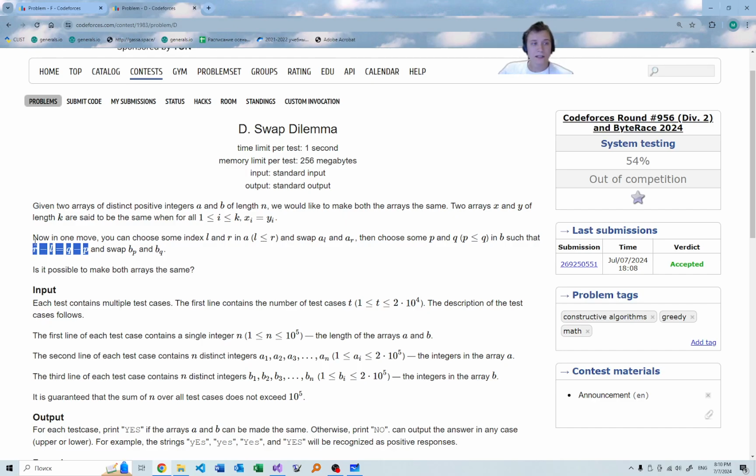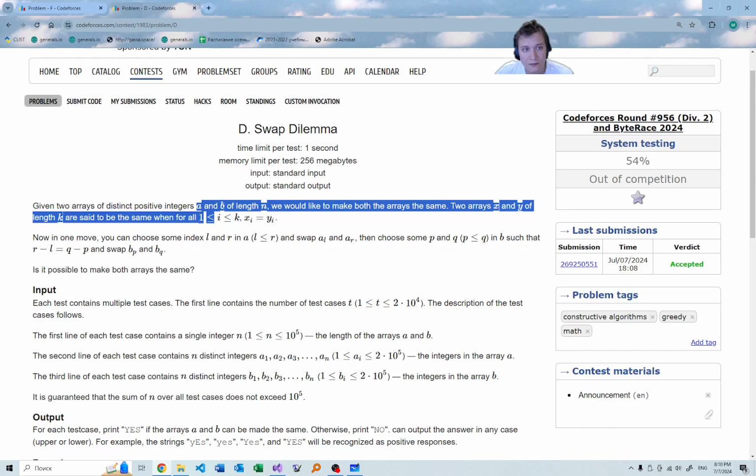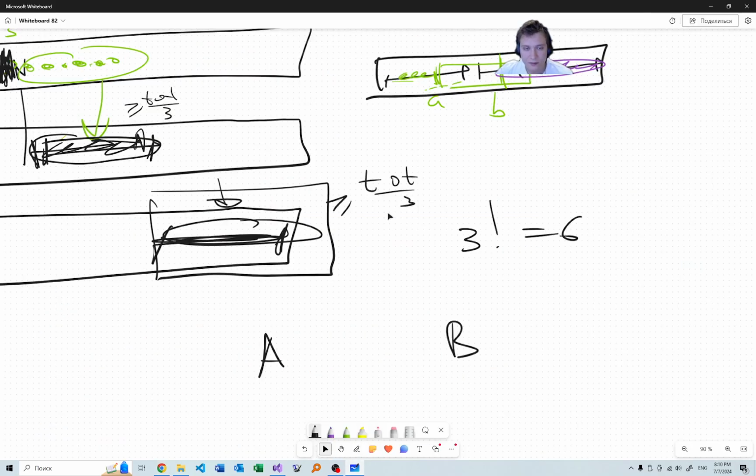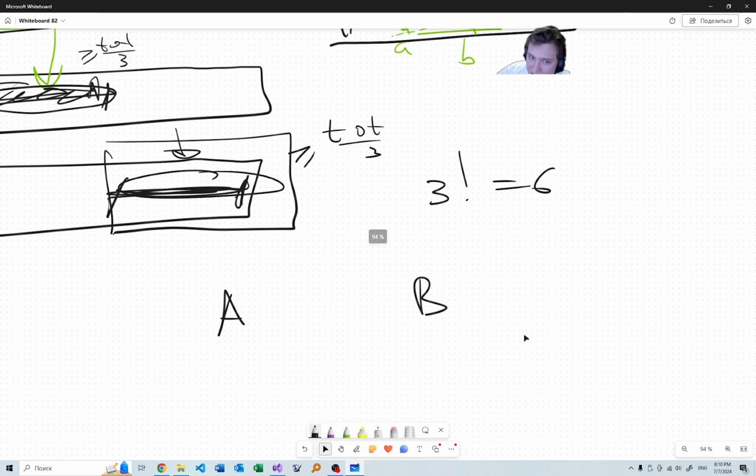Okay, let me explain what I was doing. I forgot about this condition. So I only solved the problem when there are two arrays, and we can do a simultaneous swap: one swap in A and one swap in B, any type of swap. And answer the question of whether it's possible to make the two arrays the same.